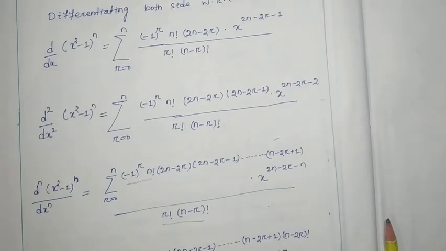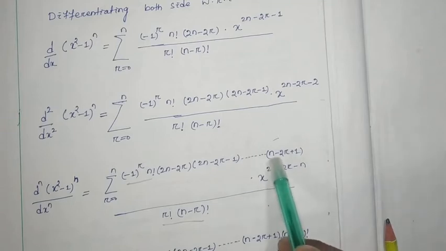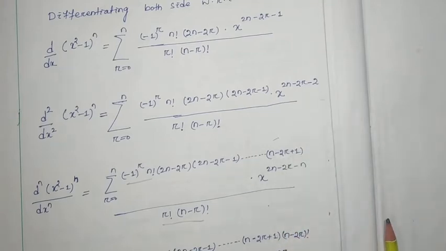So now you can think about how it will be n minus 2r plus 1. I am showing you, just carefully watch. Okay, wait 1 second, wait.